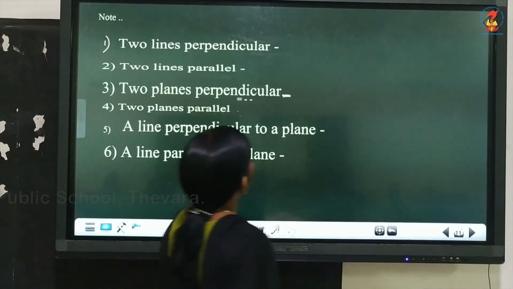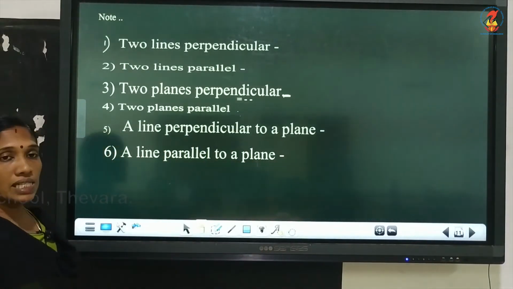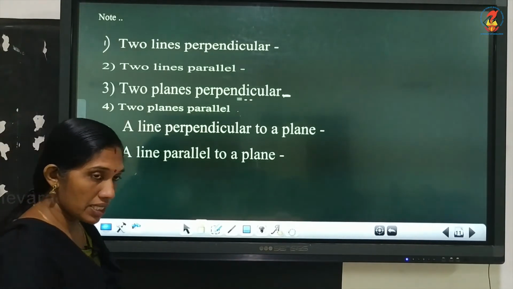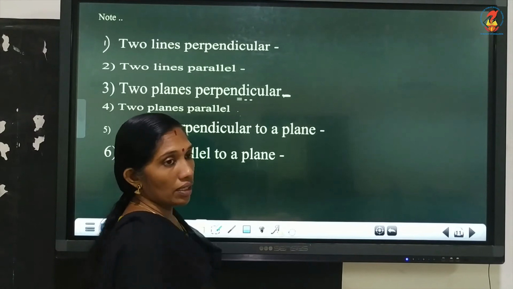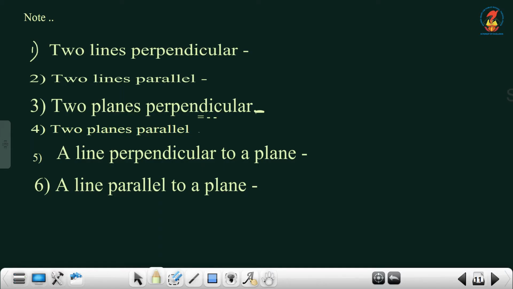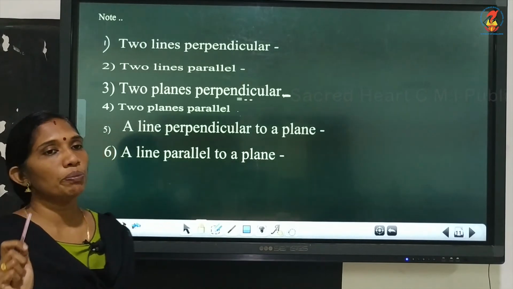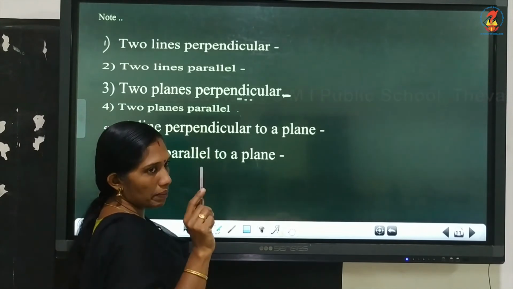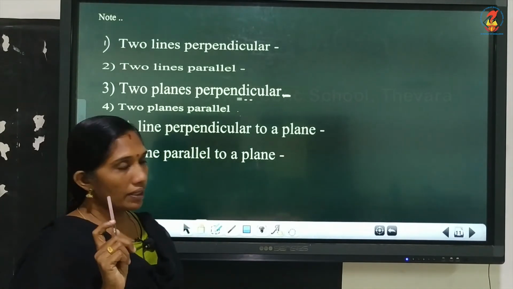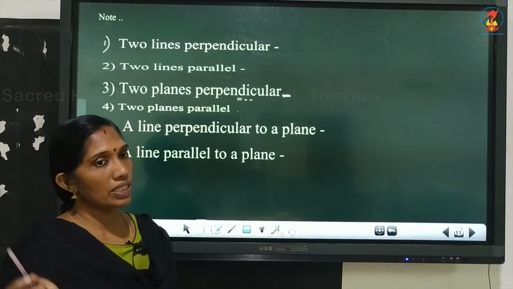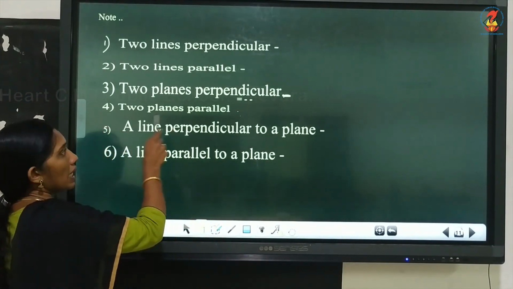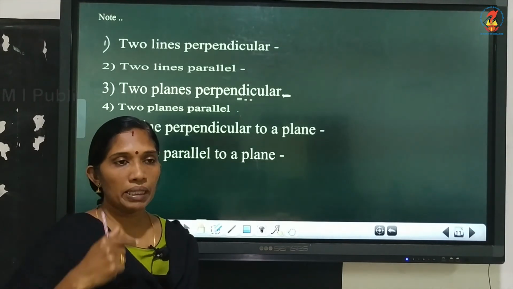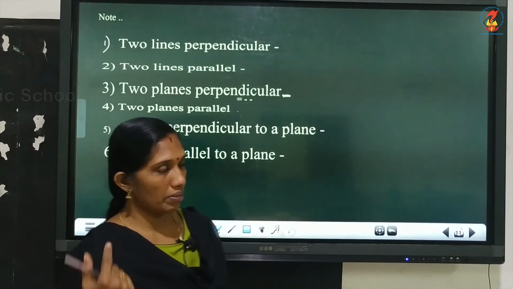Now look here, two lines are perpendicular. Two lines are perpendicular means the condition A1 A2 plus B1 B2 plus C1 C2 is equal to 0. Two lines are parallel means A1 by A2, they are proportional: A1 by A2 equal to B1 by B2 equal to C1 by C2. Two planes are perpendicular, A1 A2 plus B1 B2 plus C1 C2 equal to 0. Two planes are parallel means they are proportional: A1 by A2 equal to B1 by B2 equal to C1 by C2.